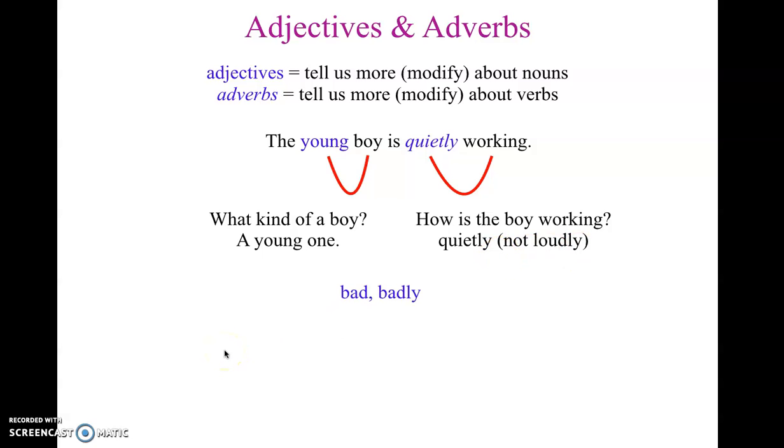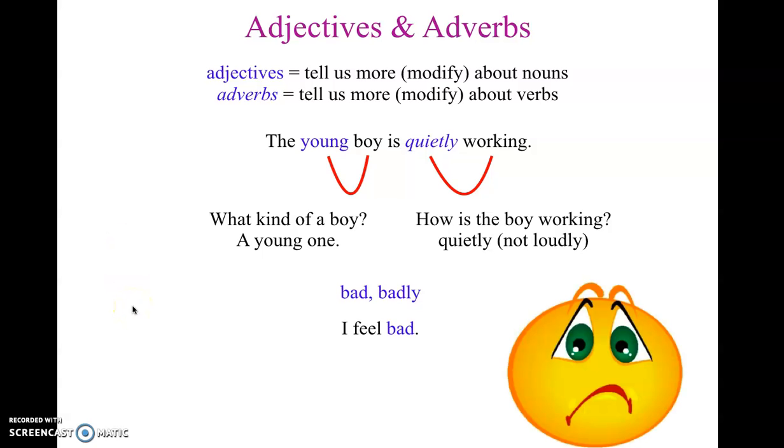Another example, bad and badly. I feel bad refers to the fact that maybe I did something, right? An accident or something I wasn't supposed to, and now I feel bad about that. It could also mean that I feel bad because I am sick in some way.